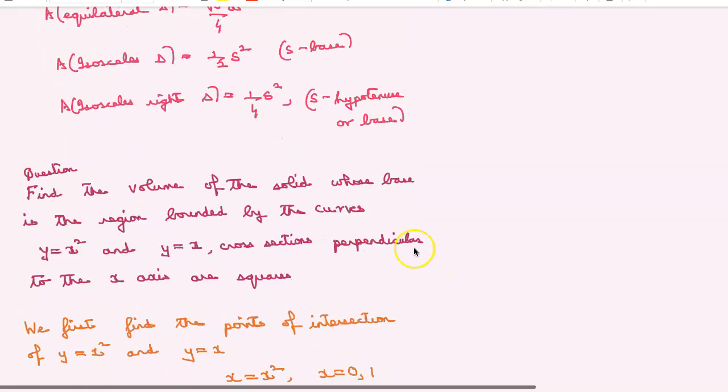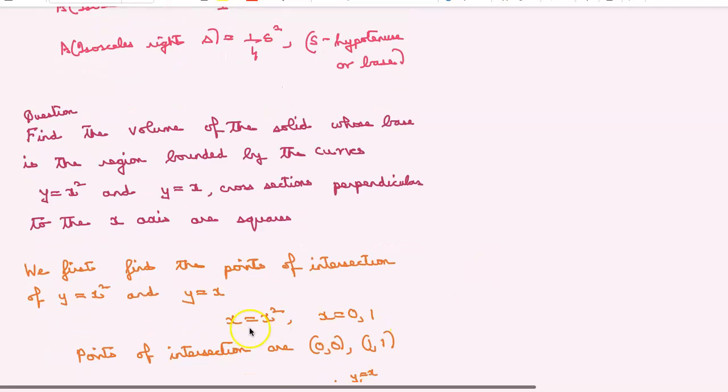Find the volume of the solid whose base is the region bounded by the curves y equal to x squared and y equal to x. Cross sections perpendicular to the x-axis are squares. So we first find the points of intersection of y equal to x squared and y equal to x. Solving simultaneously, when you equate x equal to x squared, x can be 0 or 1. When x is 0, y is 0. When x is 1, y is 1. So your points of intersection are (0, 0) and (1, 1).